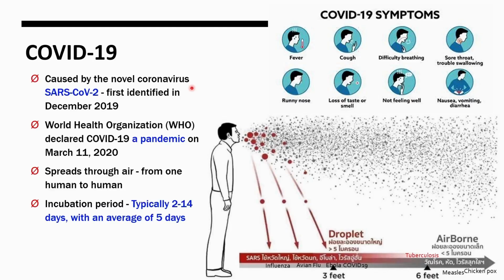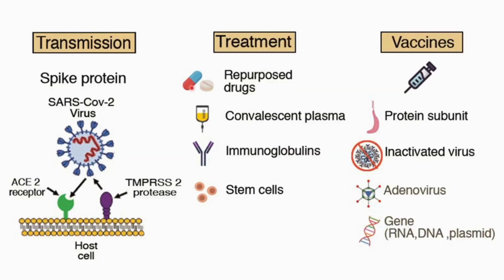Another communicable disease that you are very familiar with is COVID-19. COVID-19 is caused by a novel coronavirus called SARS-CoV-2 that started in Wuhan, China in 2019. In 2020, its seriousness was so high that it was declared a pandemic. It spreads through air, and the incubation period for this disease is typically 2 to 14 days with an average of 5 days. I'm not going to talk more about COVID-19 as most of you are very familiar with it.